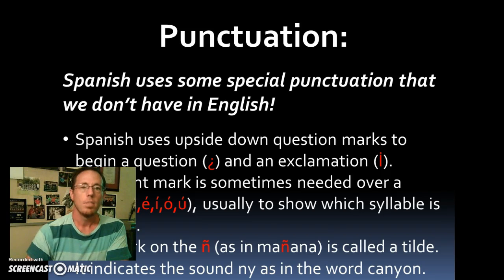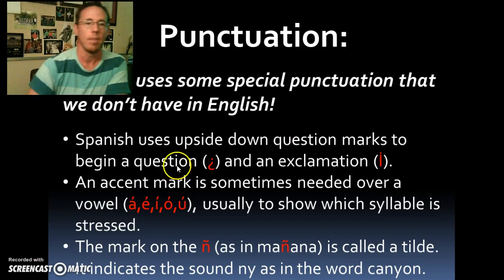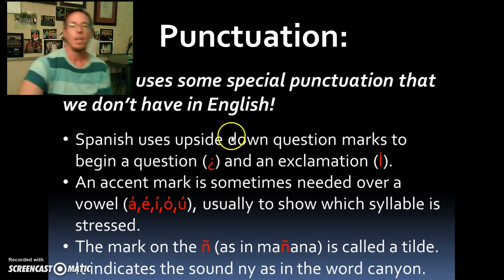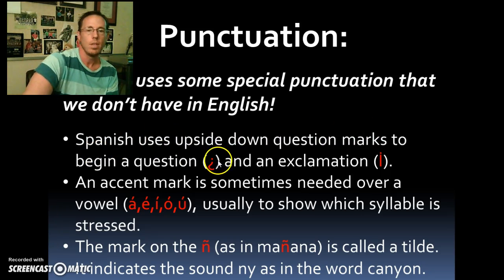Anyways, Spanish uses some special punctuation that we don't have in English. Spanish uses upside down question marks to begin a question. So they look kind of like this right here. And an upside down exclamation as well.